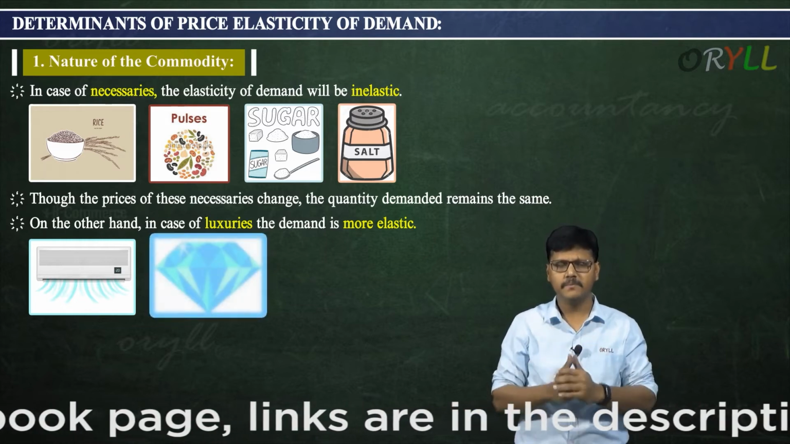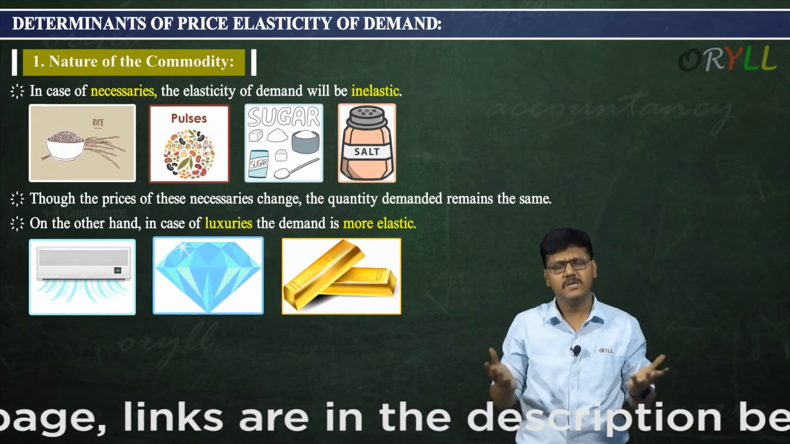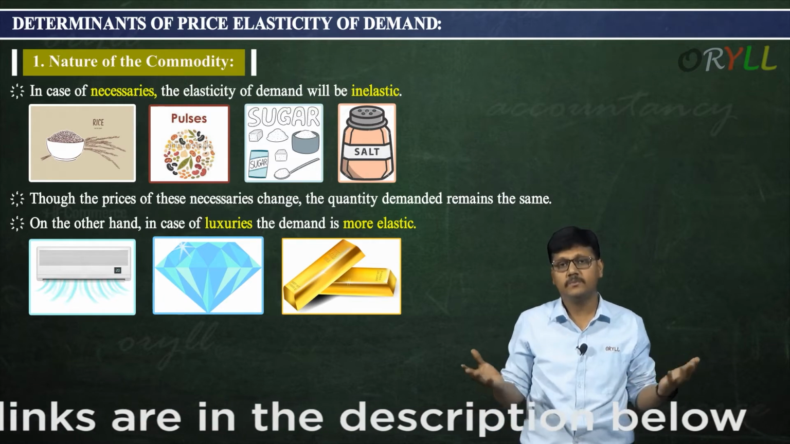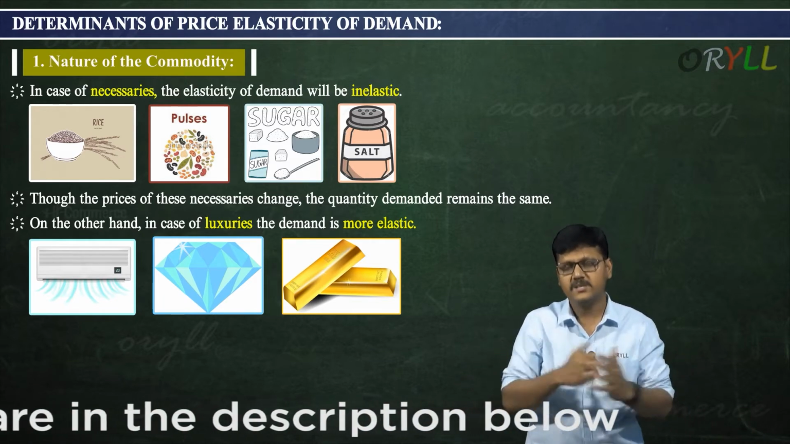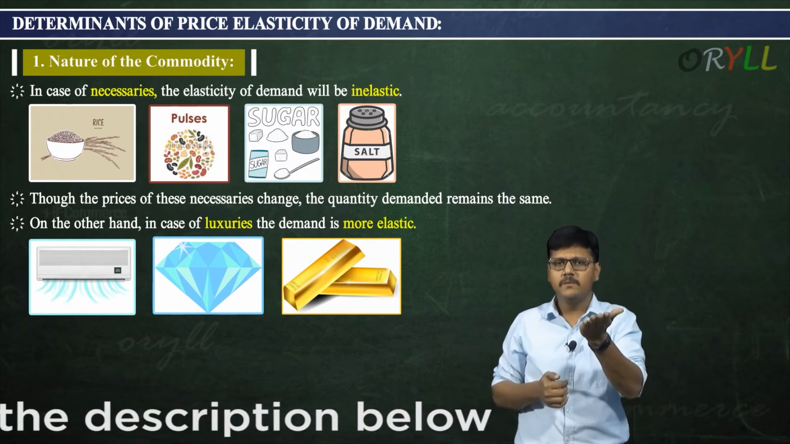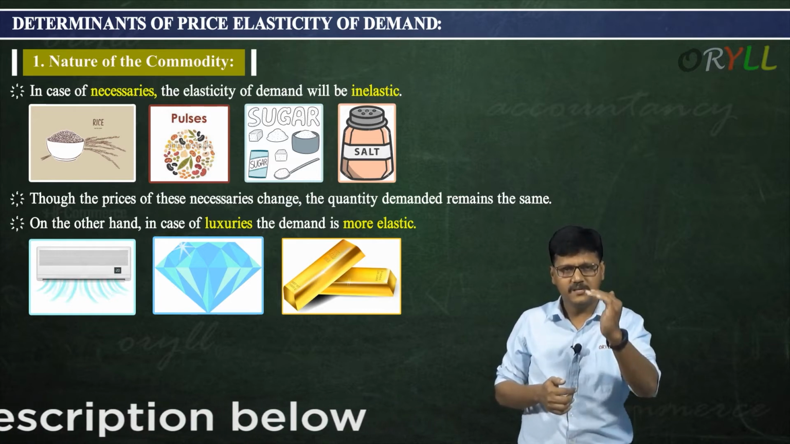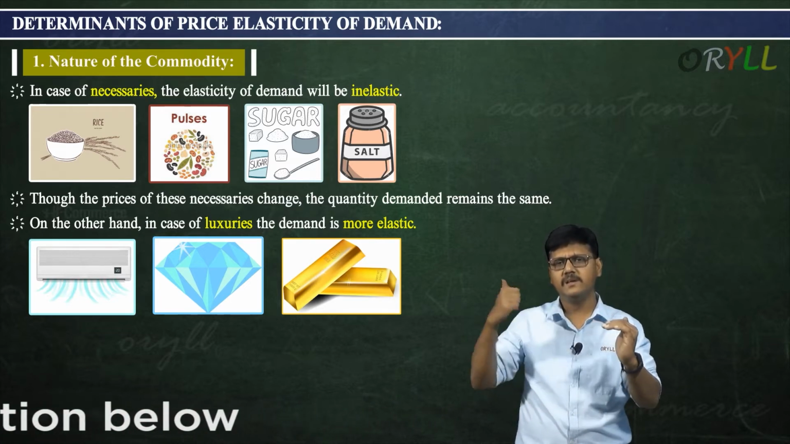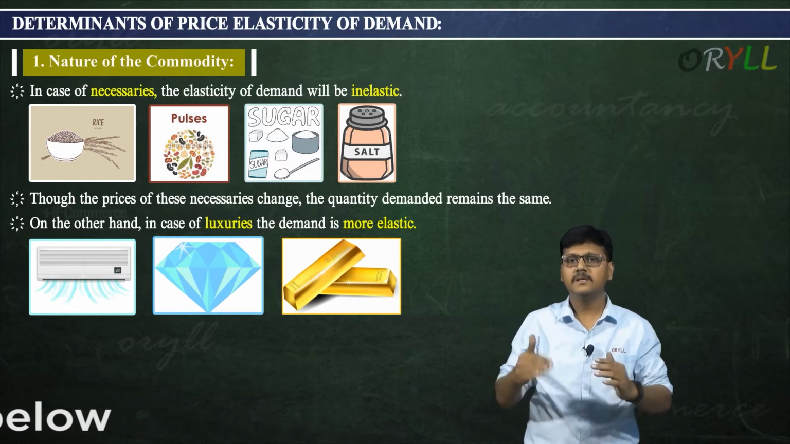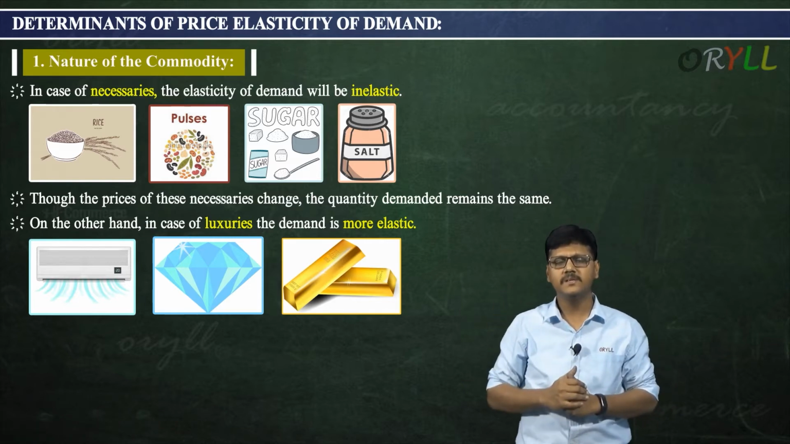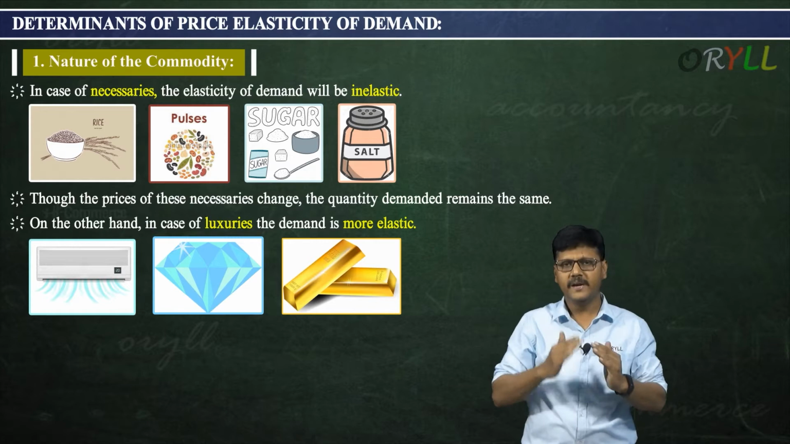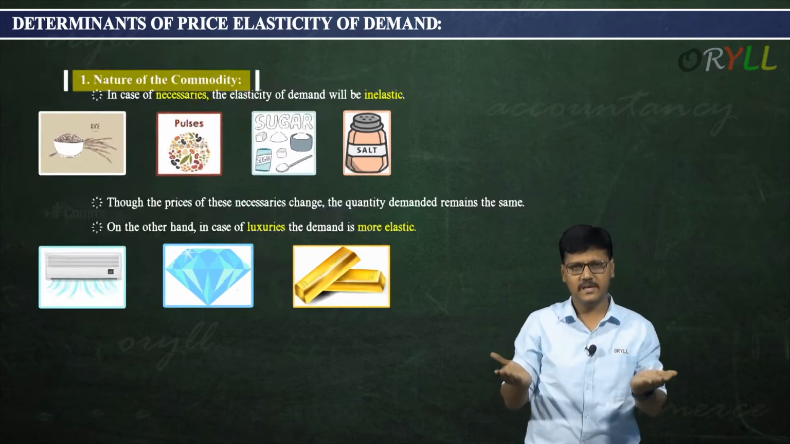For example, diamonds or gold. Nowadays gold is very important for us and it is one of the most important luxury goods. If the price of gold decreases in the news, immediately in the markets demand will increase for this. It means for luxury goods demand is elastic, for necessaries it is inelastic.